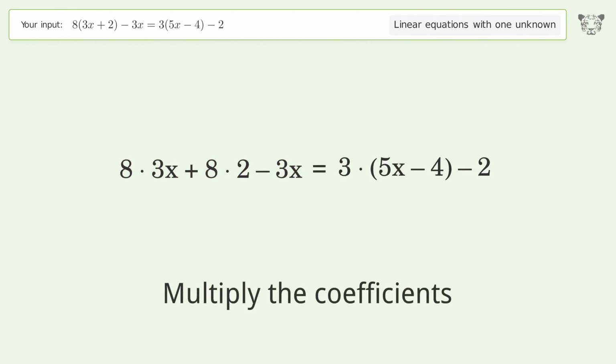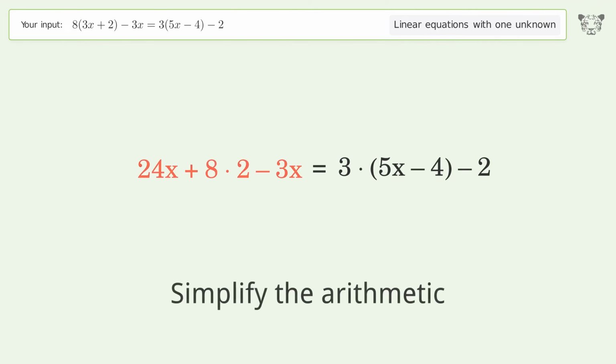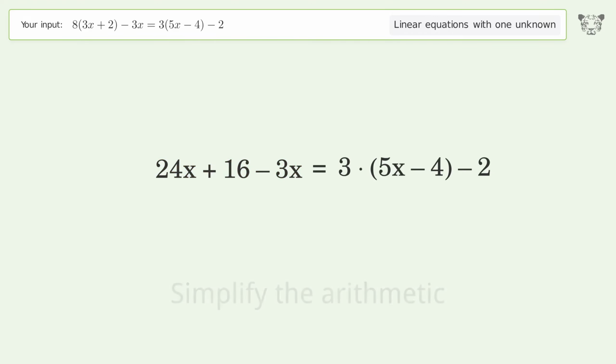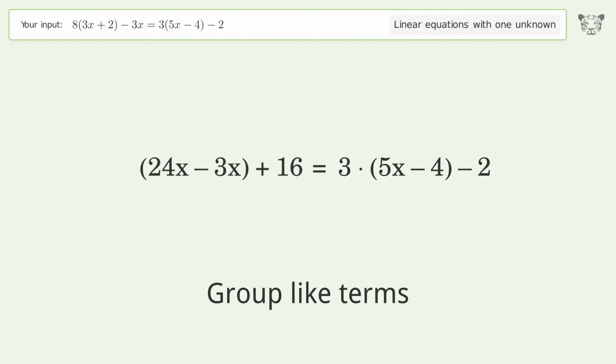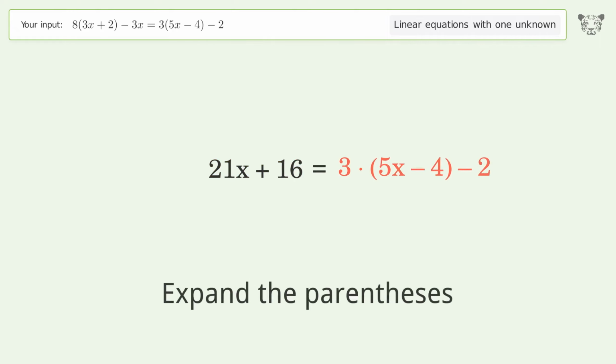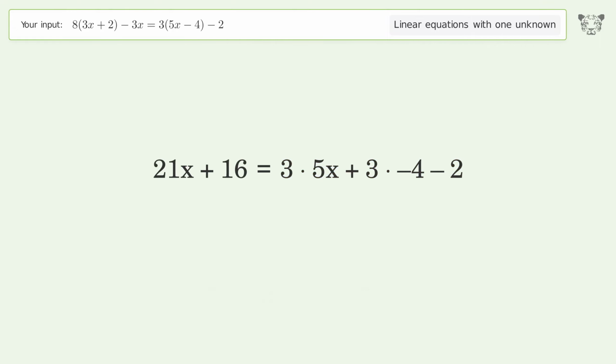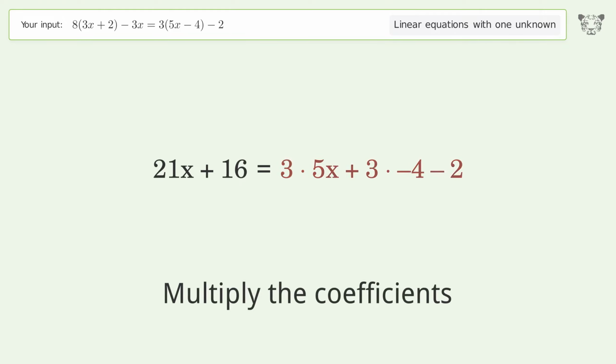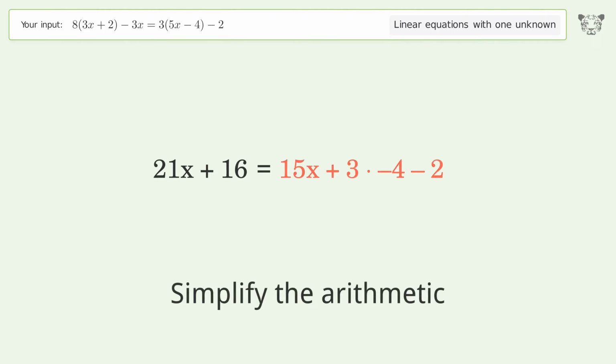Multiply the coefficients. Simplify the arithmetic. Group like terms. Combine like terms. Expand the parentheses. Multiply the coefficients. Simplify the arithmetic.